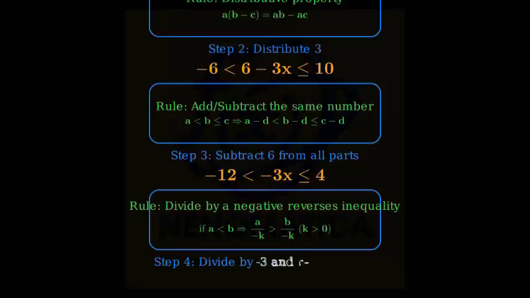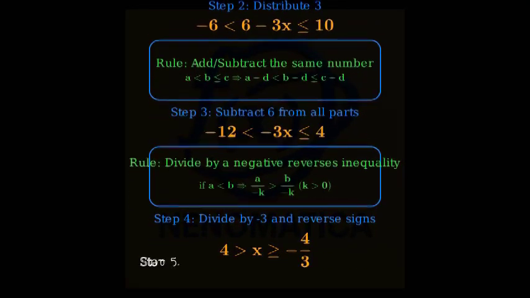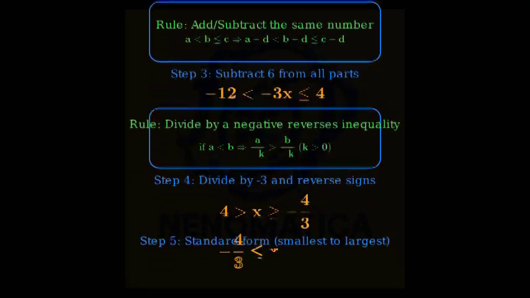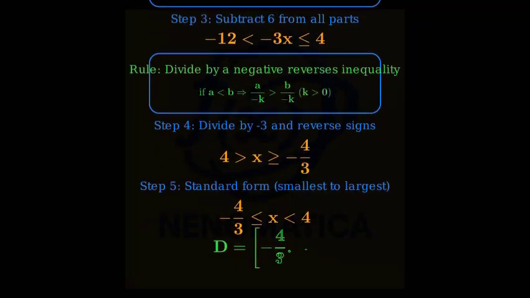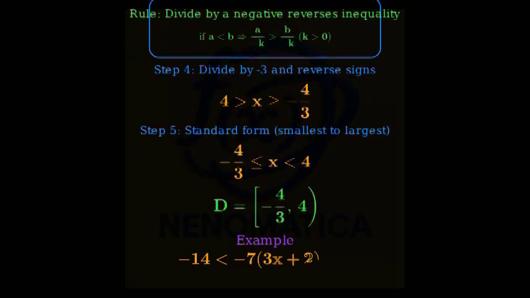Step 4. Divide all parts by -3. Remember to reverse both inequality signs. Step 5. Write the inequality in standard increasing order. Then state the interval notation.